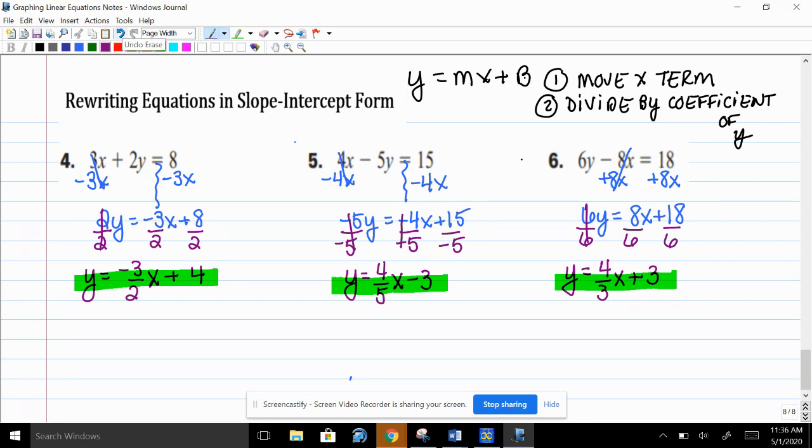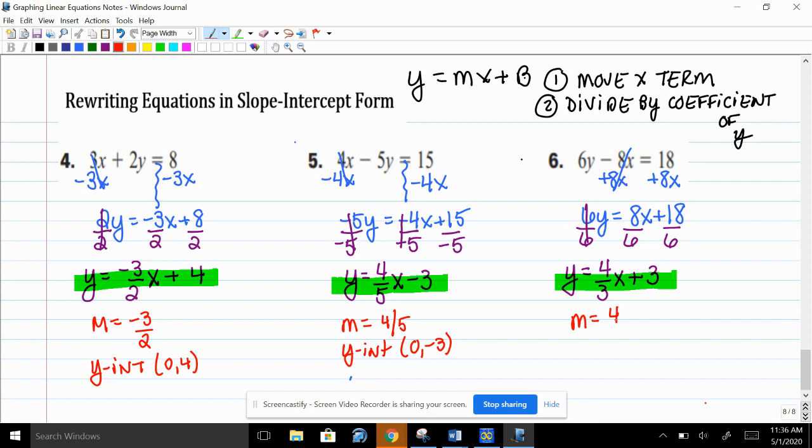If they were asking you what the slope and the intercept was, well, your answer for number 4, your slope, which is represented by m, would be negative 3 over 2. Your y-intercept would be (0, 4). Your slope here is 4 over 5, and your y-intercept is (0, negative 3). Over here, your slope is 4 over 3, and your y-intercept is (0, 3). So if they were asking you for the slope and the y-intercept, there's your answers.